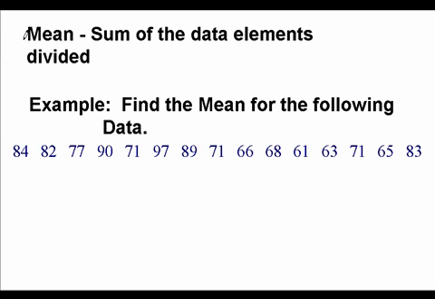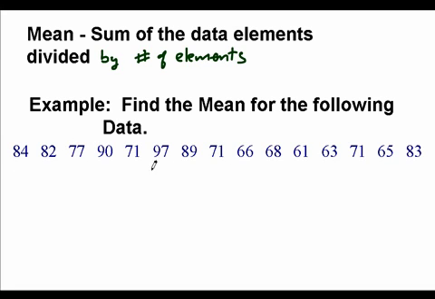For instance, we're going to find the mean, and the mean is just the sum of the data elements divided by the number of elements. And this is the same calculation as what you're used to by taking the average. But average has different connotations, so saying the mean really specifically means add up all the elements and divide by how many there are. For example, if we want to find the mean of this following data set, we would take all of the numbers.